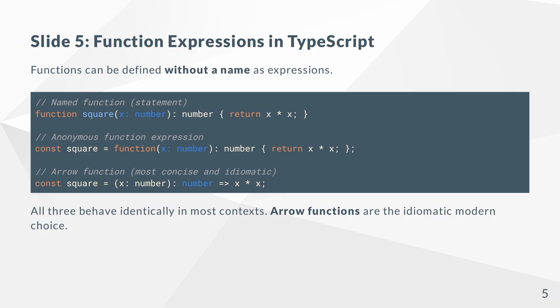Functions can be defined without a name as expressions. A named function statement uses the function keyword followed by the name. An anonymous function expression uses the function keyword without a name, assigned to a variable. An arrow function is the most concise and idiomatic form: just the parameter list, an arrow, and the body. All three behave identically in most contexts. Arrow functions are the modern choice.